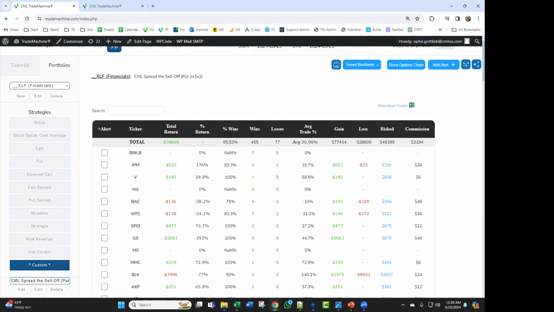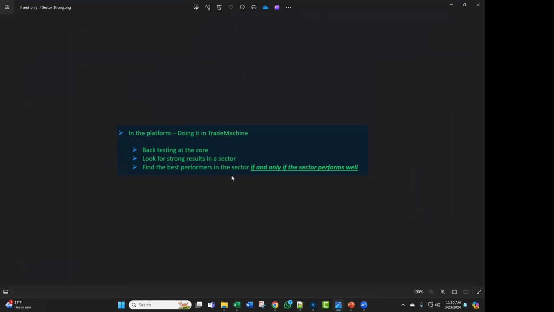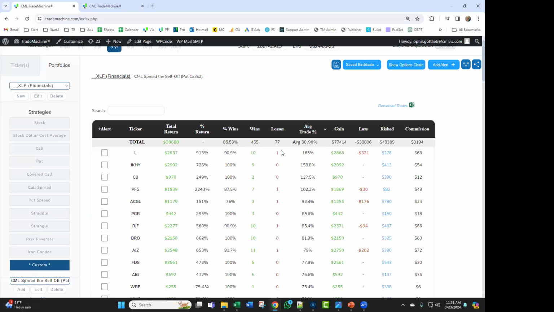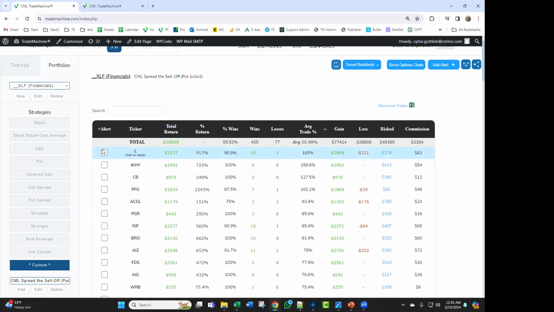Since these results are strong for the sector, I'll bring the image back, right? It's an if and only if. I will find the best performers in the sectors if and only if the sector performs well. The sector did perform well. Now, here's our next step. I'm going to sort everything by average trade. I want to get alerts for companies that have strong average trades, but it's got to be 3 trades or more. Otherwise, it's just kind of not really holistic data.